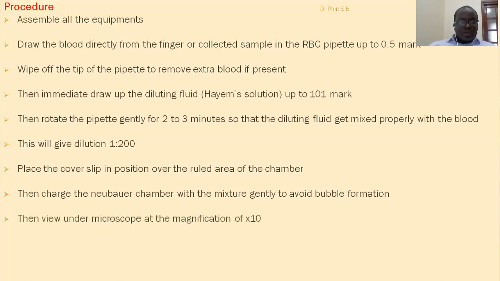And then you view under the microscope. You start with the low power, a magnification of 10 times 10. You focus your Neubauer chamber so that you see the squares where you're supposed to read or count the red blood cells. Then after that, you change to a magnification of 40. Then you'll be able to appreciate the red blood cells, and then you'll be able to count them.